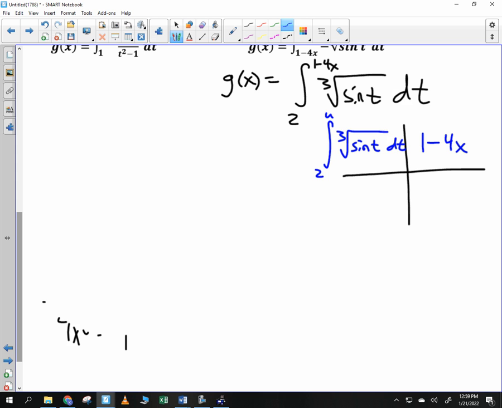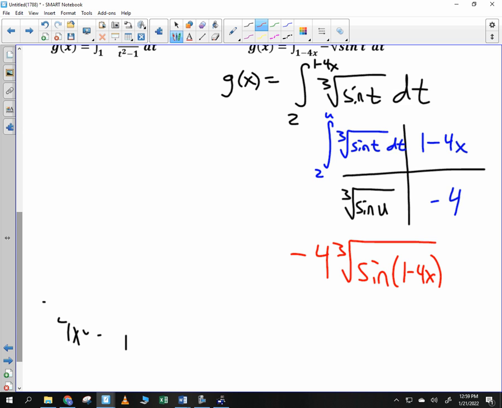Okay, derivative of 1 minus 4x, negative 4. And when you take the derivative of the integral of cubed root of sine of t dt, just cubed root of sine of u. And when you multiply those together, negative 4 cubed root of sine of 1 minus 4x. That's it.